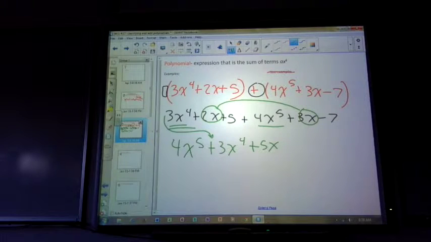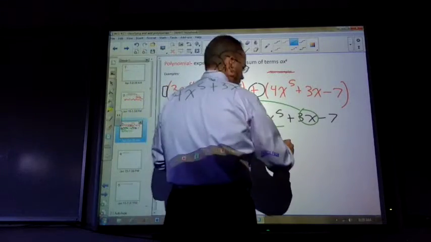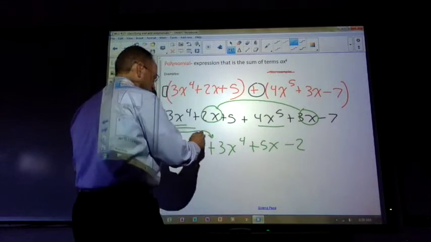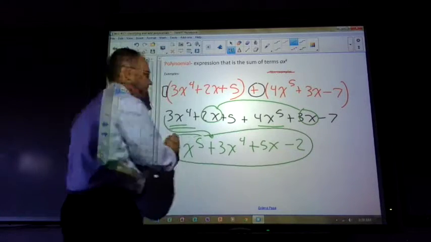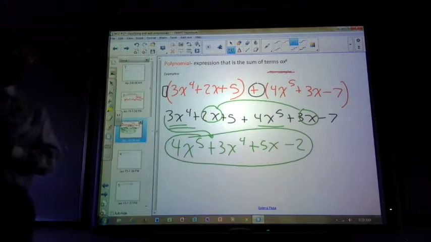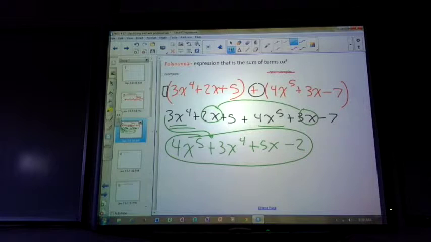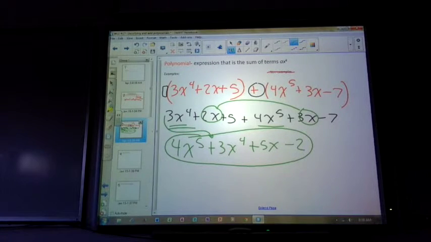If I combine 5 and negative 7, what do I get? Almost. Nope. How much? Negative 2. So I have $5 in my pocket, something costs $7, so I owe $2. So this is now in standard form. This is an example of a good polynomial. It goes from highest exponent to lowest exponent, and no change.